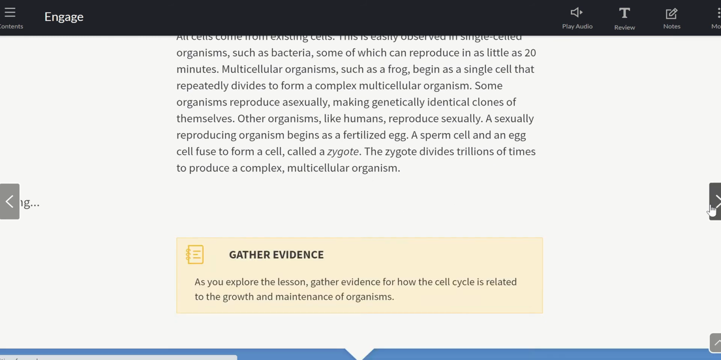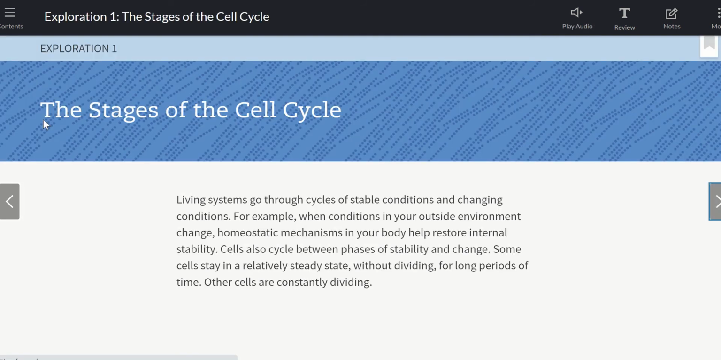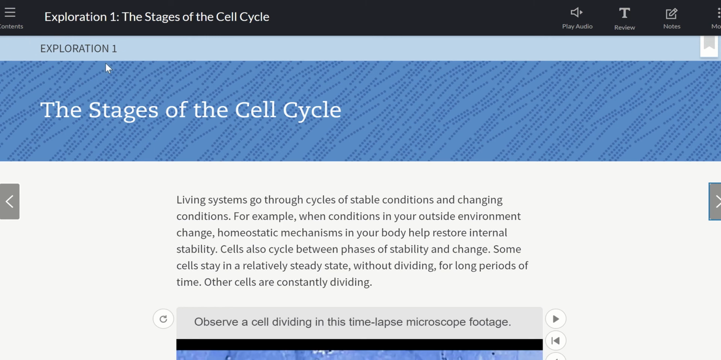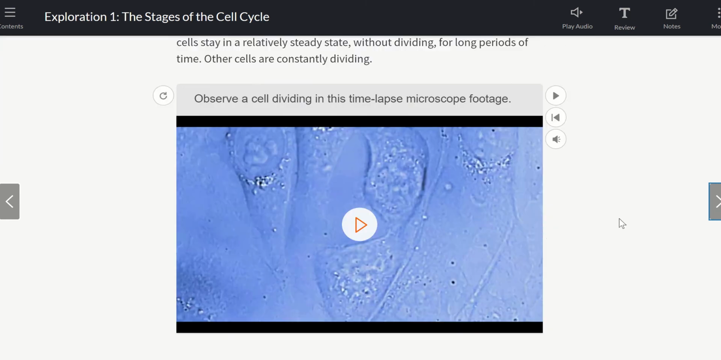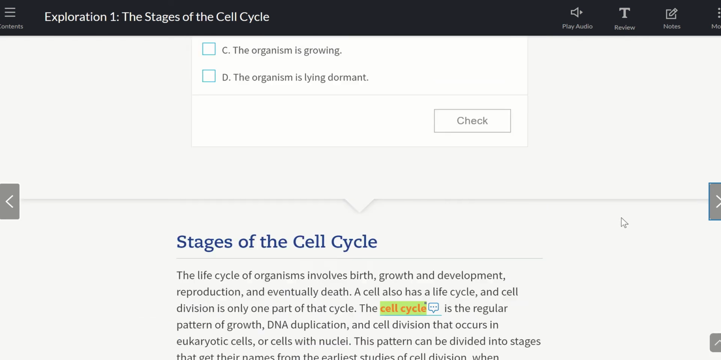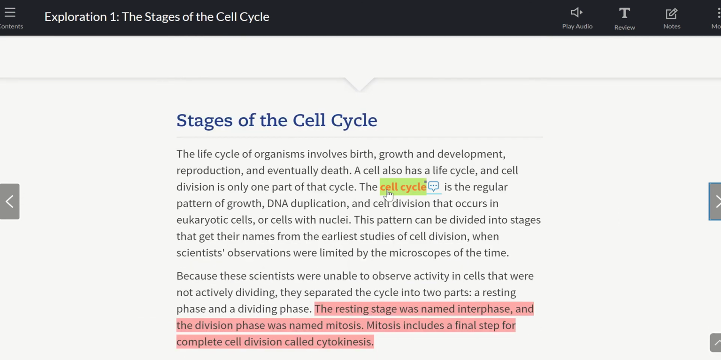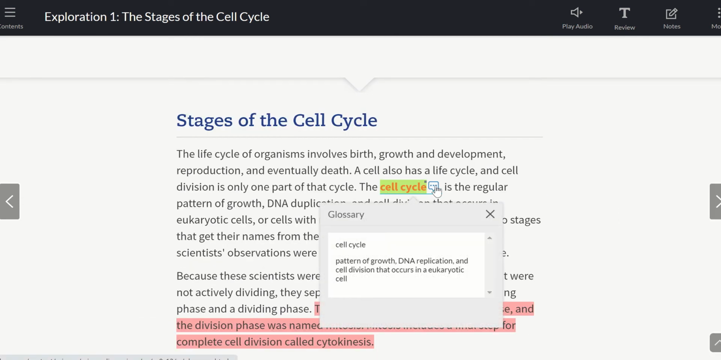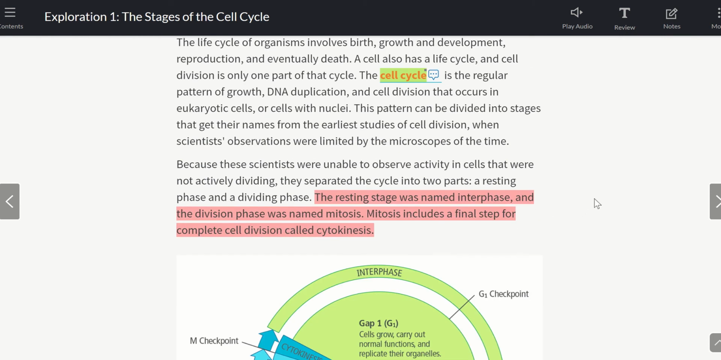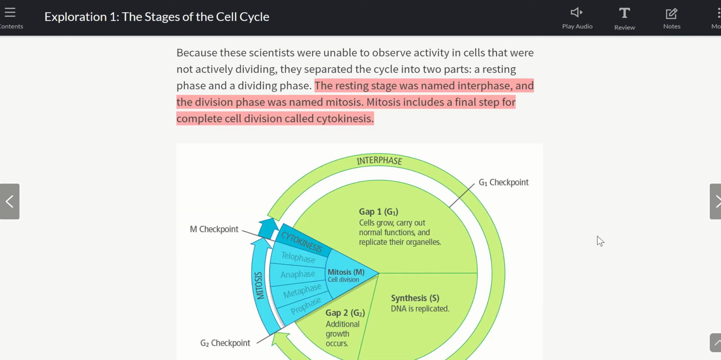So as we scroll down here, we're going to go ahead and go to the next. And this is the first part of Exploration 1, as you can see. So the stages of the life cycle, and that's what we're going to focus on. So as we scroll down, the stages of the life cycle, or the cell cycle, the cell cycle by definition is the pattern of growth, DNA replication, which is your DNA copying, and then cell division that occurs in a eukaryotic cell. So it's going to be broken down into three main parts.